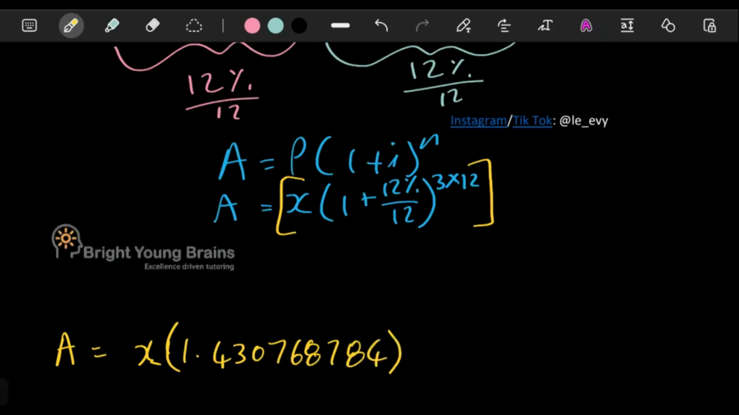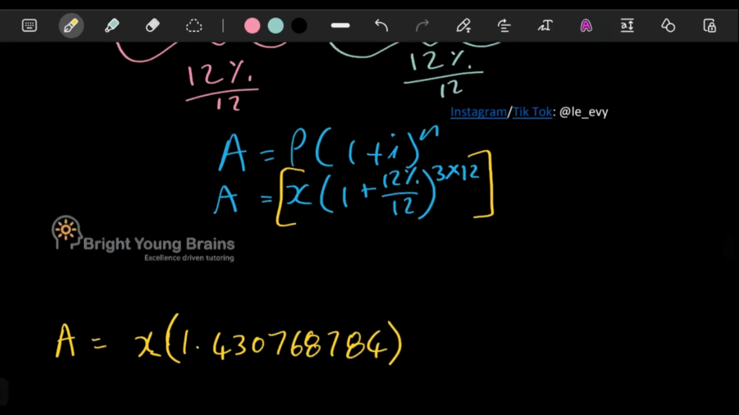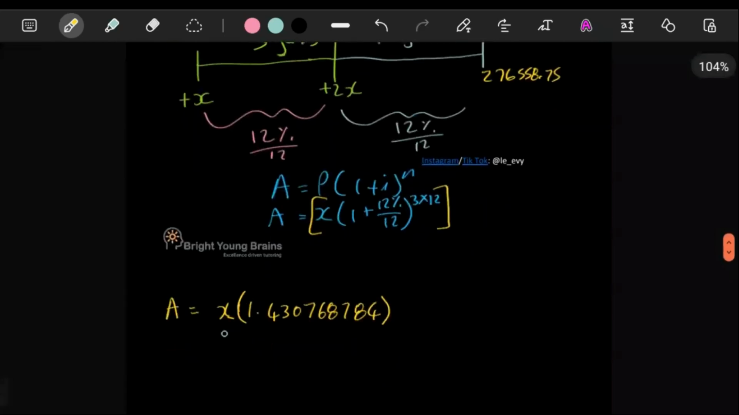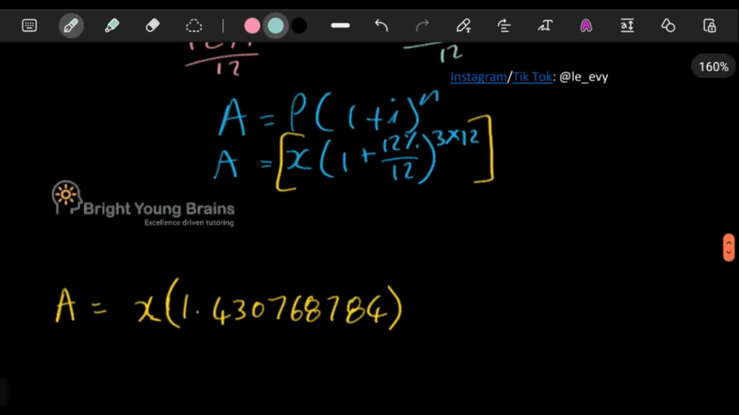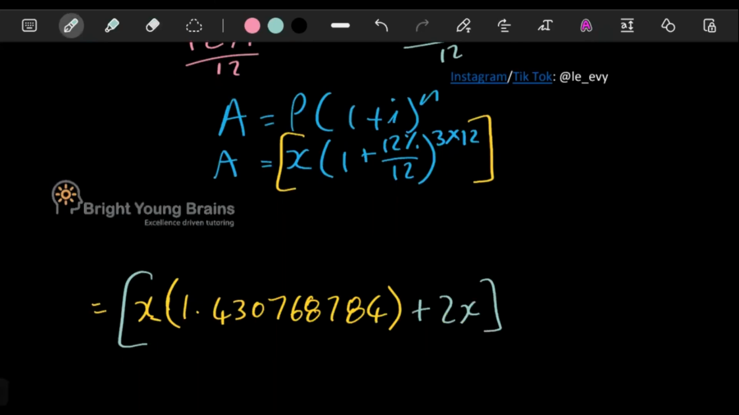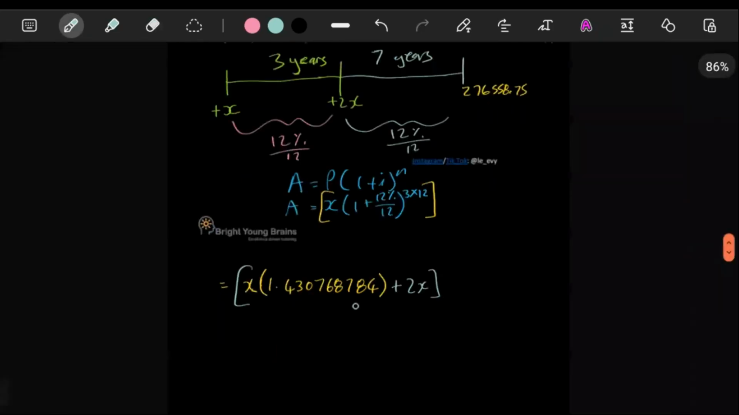1.43076878, like that. So that's how much is in the account after 3 years. So to this money, they added 2x to it, and then after adding 2x, they left it for 7 years at this interest rate.